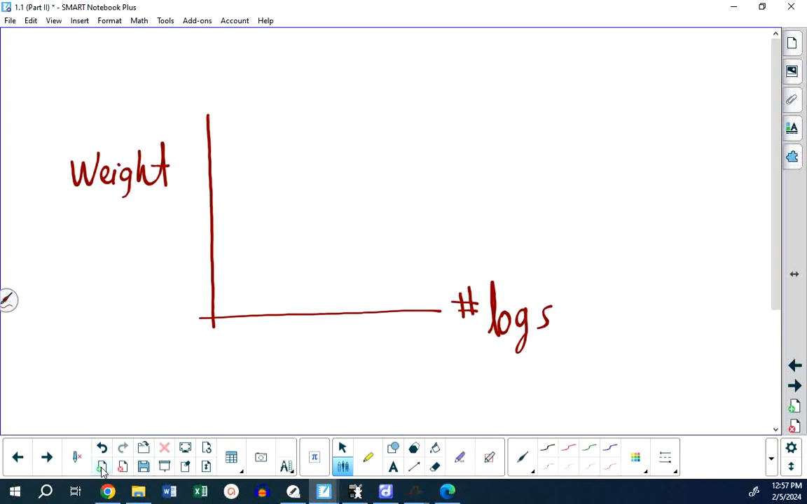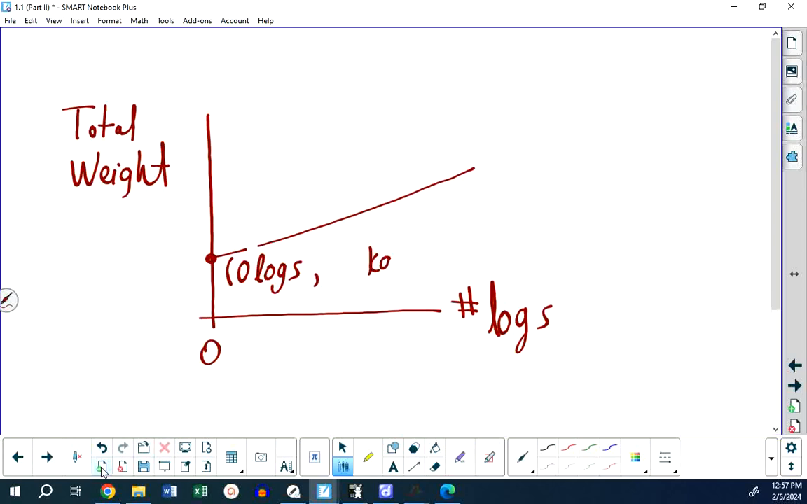Okay. Well, what if we include the truck now? That would mean when there are zero logs, there's a certain number of kilograms for the weight, right? So the y-intercept here would be 14,500 kilograms. Are you guys still with me here?